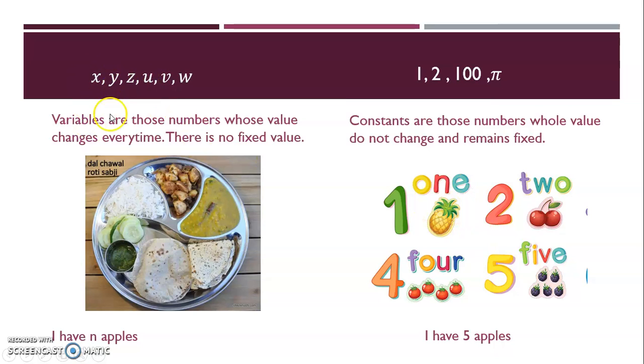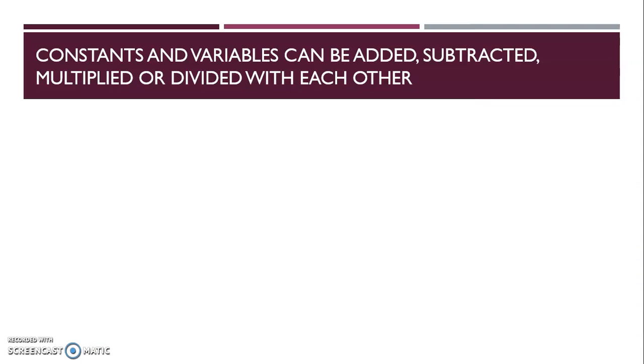Variables are represented by small letter alphabets, lowercase alphabets: x, y, z, u, v, these are all variables. So the value of variables is not fixed, whereas the value of constants is fixed and does not change. I hope you have understood, or recalled, what a constant and a variable are.